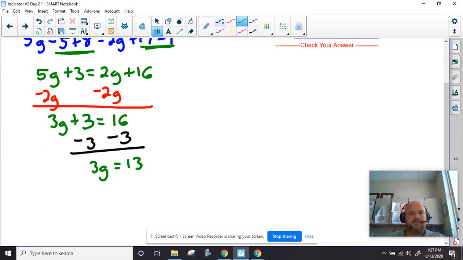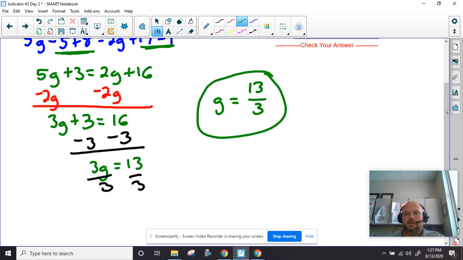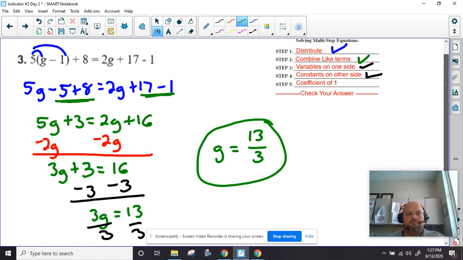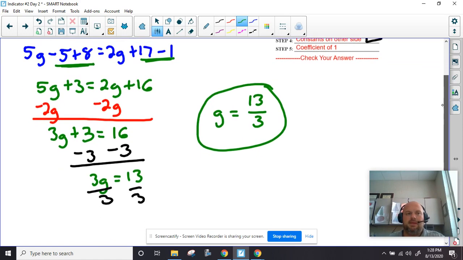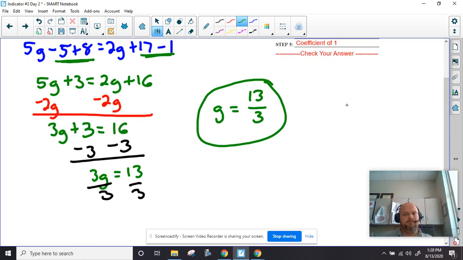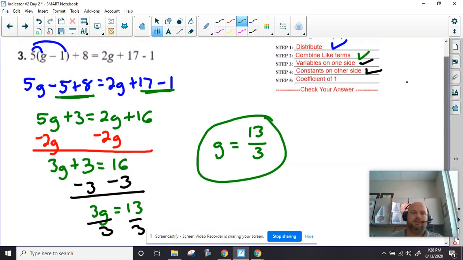All right. Divide by 3, divide by 3. Now, 13 is not divisible by 3, so we get this nice little improper fraction. Okay? So, these do take some time. All right, this is usually where people start getting frustrated because they think they're Photomath and they're not. These do take some time. All right?